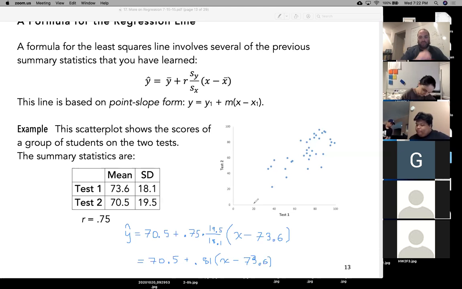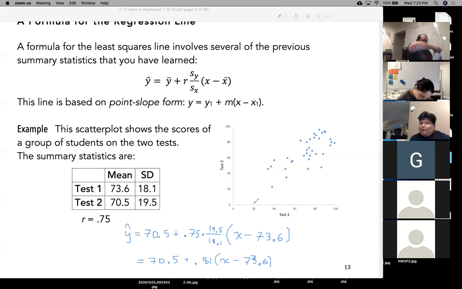So that is the equation of the best fit line. Does that make sense? Yeah, hang on a second. I'm trying to calculate it myself. No problem.